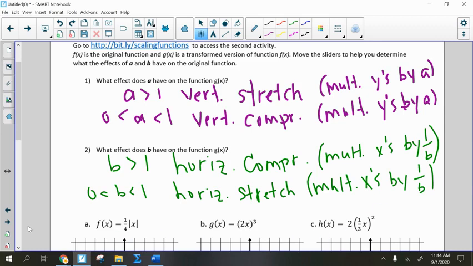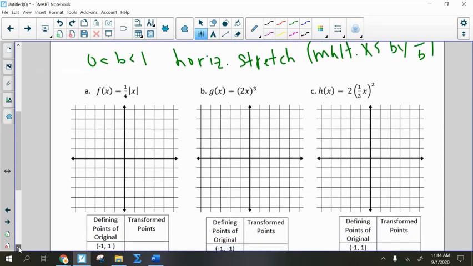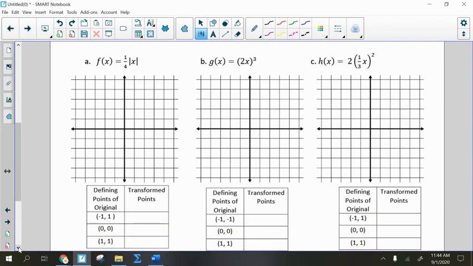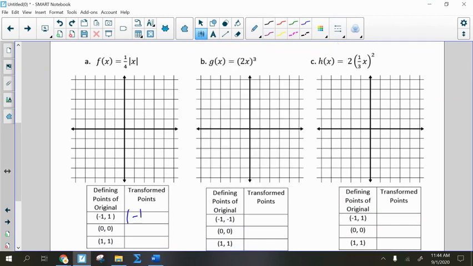Okay, let's practice these. Here's our first one. It is an absolute value graph. The number is out front of the function, so that is something happening to the y's, and the y's do exactly what they're supposed to do. So I'm going to multiply the y's and leave the x's alone. All of the y's are going to get multiplied by a fourth. So -1 a fourth, 0, 0, +1 a fourth.